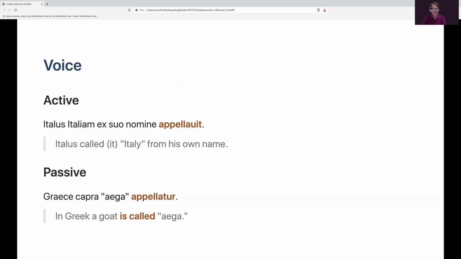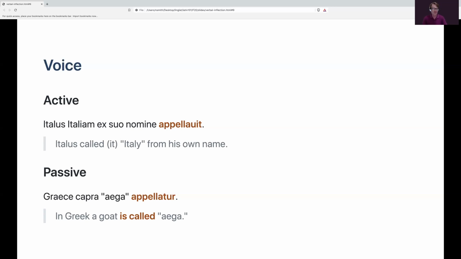We can take a couple of examples from Hyginus, and the verb appello means to call or to name. Italus Italiam ex suo nomine appellavit is an active form of the verb. Italus named Italy, named the country Italy. Italus is the subject, he's doing the naming. Whereas in the passive form, appellatur, the subject is being acted on. Graece capra aiga appellatur. In Greek, a goat is called aiga.